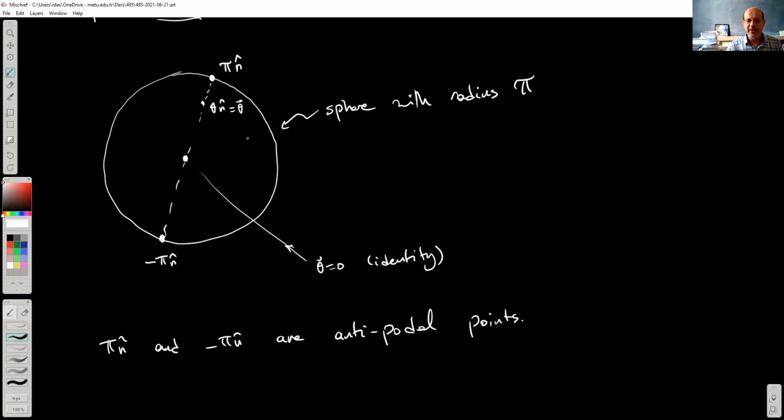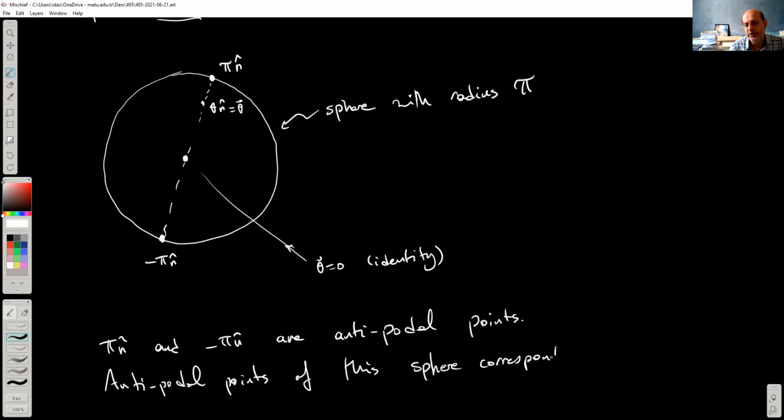Think of it like the Earth. You are somewhere on the Earth, and this is the point on the opposite side of the Earth. So probably for us, it's somewhere in some ocean, but I don't know where. In any case, these are called antipodal points. On this surface, antipodal points of this sphere correspond to the same rotation.